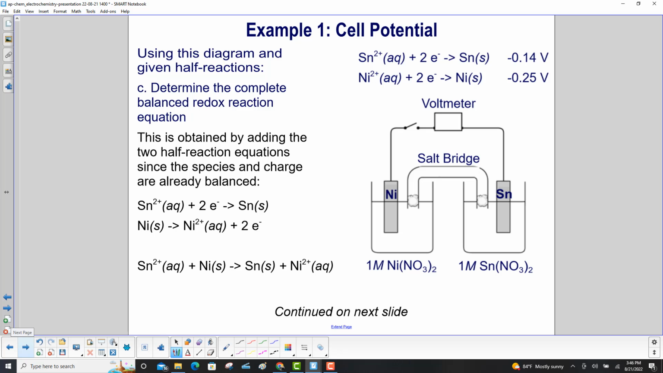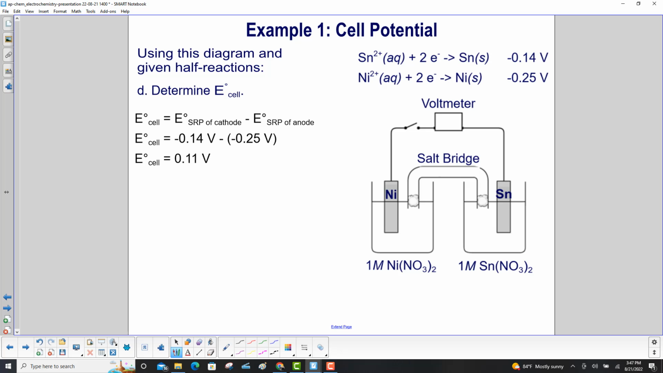Determine the complete balanced redox reaction. This is obtained by adding the two half reaction equations since the species and charge are already balanced. You have 2 electrons on both sides, and the coefficients of our elements there match. Add them, these guys will cancel out, and you get tin 2+ plus nickel solid state gives tin in the solid state, and nickel 2+ aqueous.